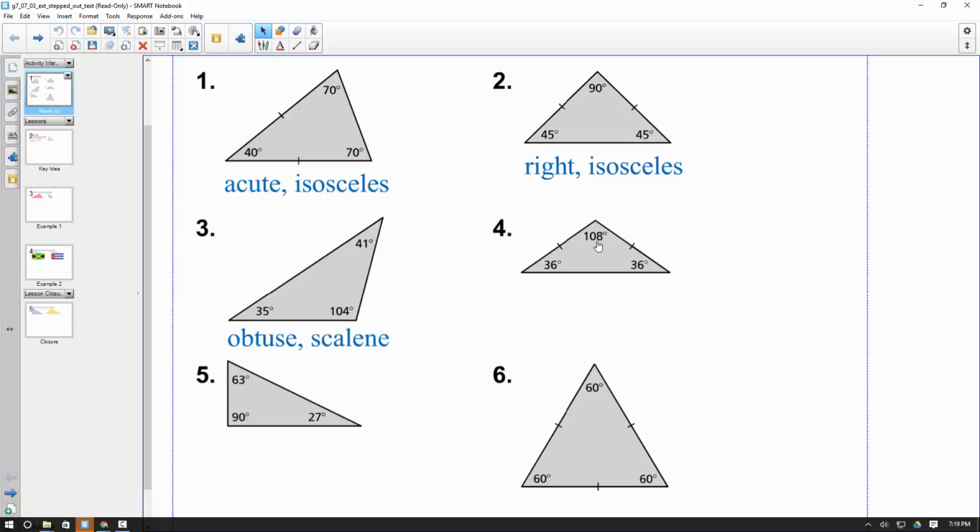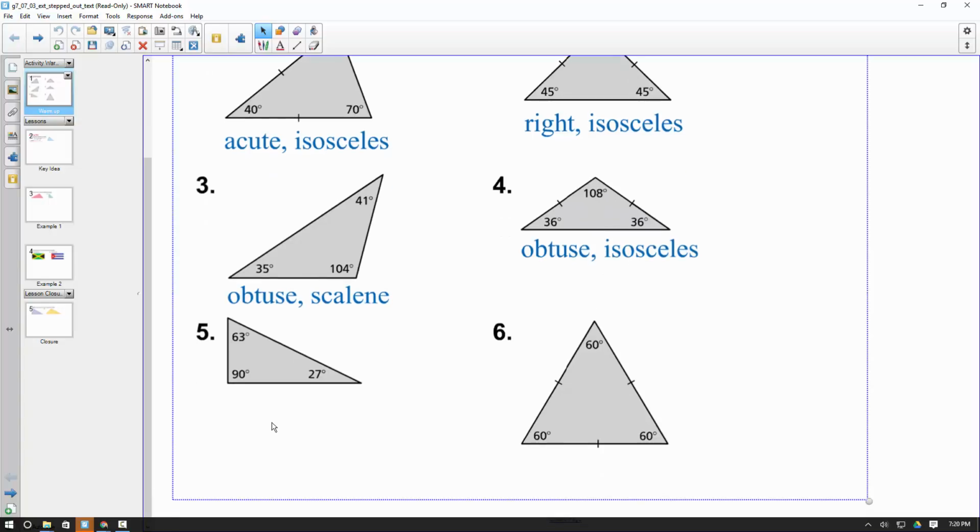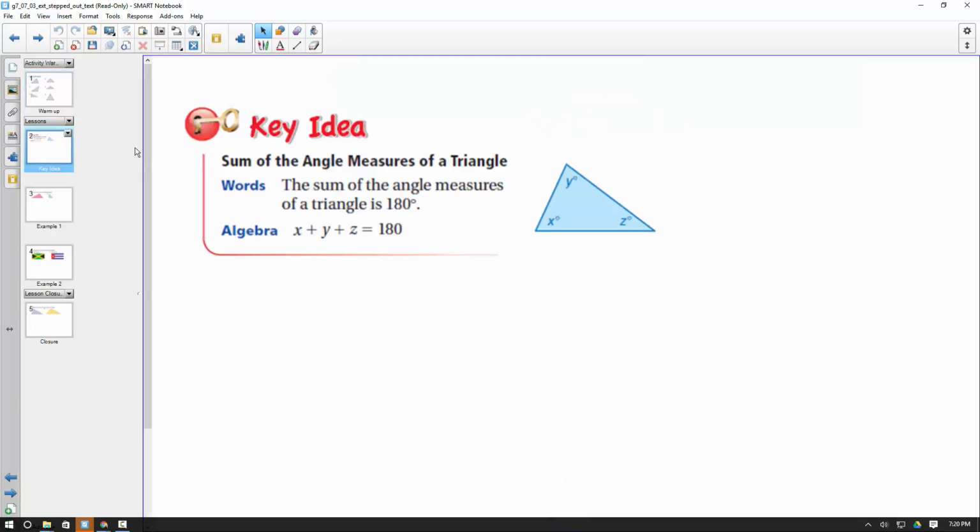This one here again is obtuse, but if you look here, these are actually isosceles as well, aren't they? So it's an obtuse isosceles. This one here has a right angle. None of the sides appear to be the same, so I have a right scalene. And then finally, all the sides and all the angles are equal. So this is an equilateral, equiangular. And it's also acute because they're all less than 90 degrees.